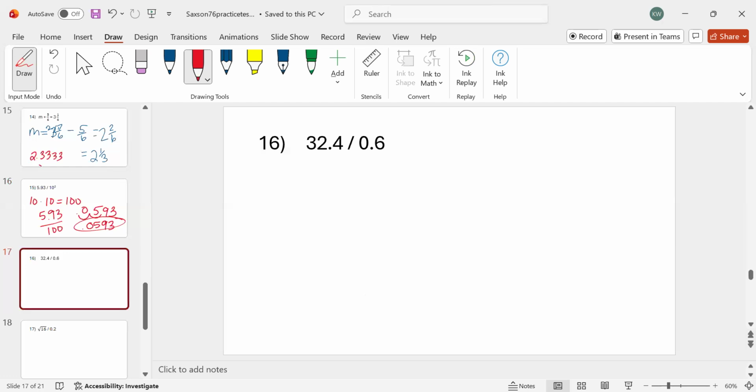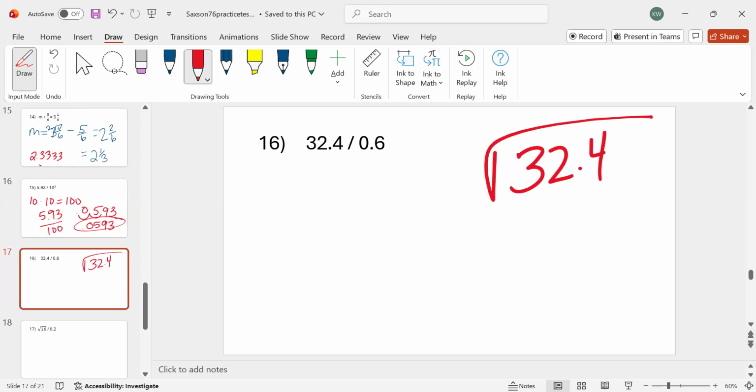All right. We've got 32.4 divided by 0.6. Okay, let's do this as long division. 32.4 divided by 0.6. We're going to move the decimal place over one spot for both. Okay, kind of run out of room there. Should have been a little more careful. 6 goes into 32 5 times. 5 times 6 is 30.